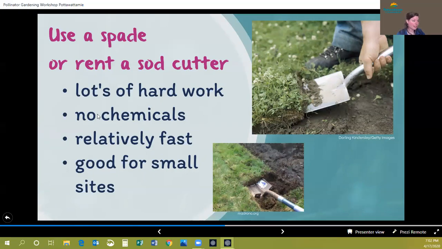But again, you don't use chemicals. It's quick. Depending on how fast you're working, you could start planting plants the same day. It's best for relatively small sites because of the hard work. You basically cut down through the grass just beneath the short roots of the sod grass, because sod has pretty short roots and it sticks together. It's like pulling up a carpet. It's really weird. So that's one way.